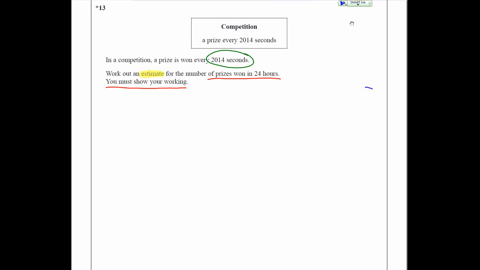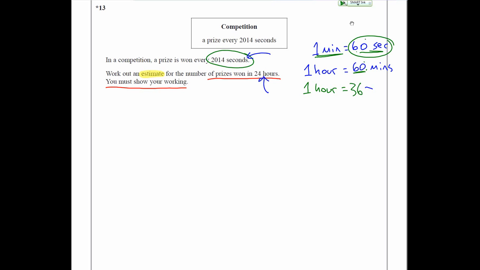Okay? So let's think about the question. The question is basically giving something in hours and something in seconds. So if we've got 1 minute, that's 60 seconds. Okay? If we've got 1 hour, that is 60 mins. Okay? So that means that if you want the time in seconds, 1 hour is going to be, because for every minute there's 60 seconds, and there's 60 minutes, 60 times 60. Okay? So 6 times 6 is 36, and 0, 0.